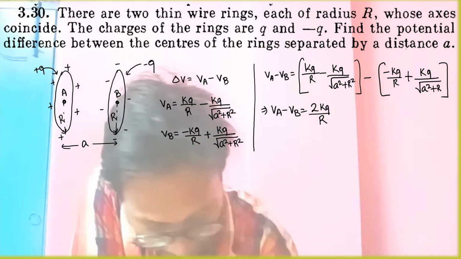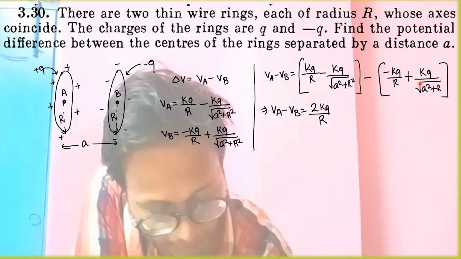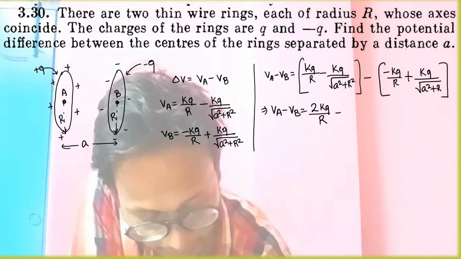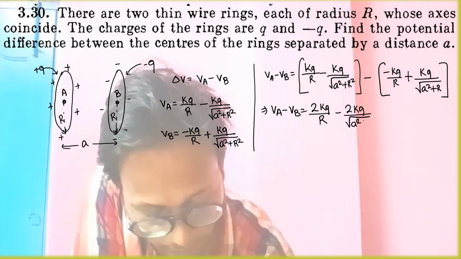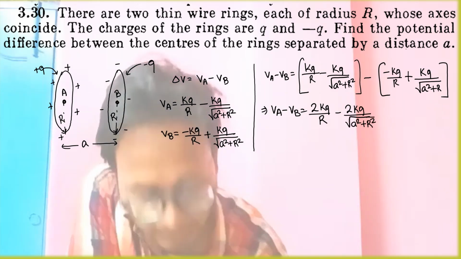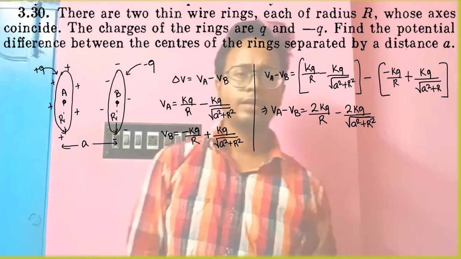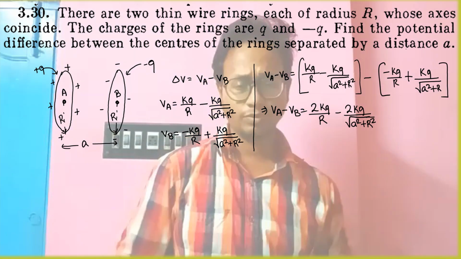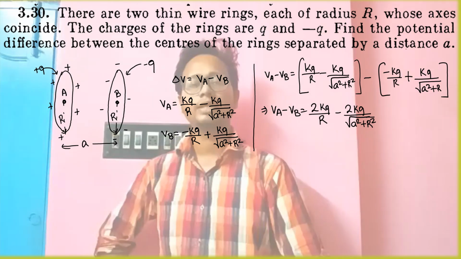Out here, minus kq by under root of a square plus r square and minus kq by under root of a square plus r square is nothing but minus 2kq by under root of a square plus r square. This is our answer. You can take 2kq common and make it 1 by r minus 1 by under root of a square plus r square. Both will have the same effect. It doesn't matter which representation of the answer you write.